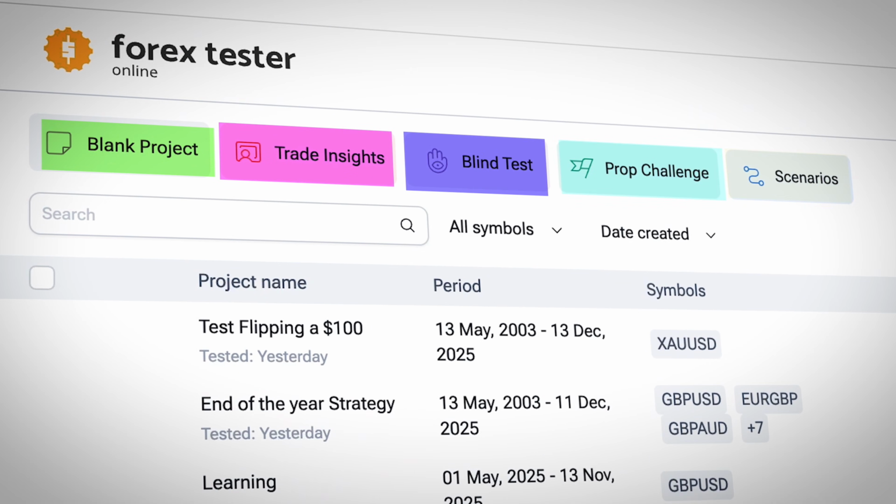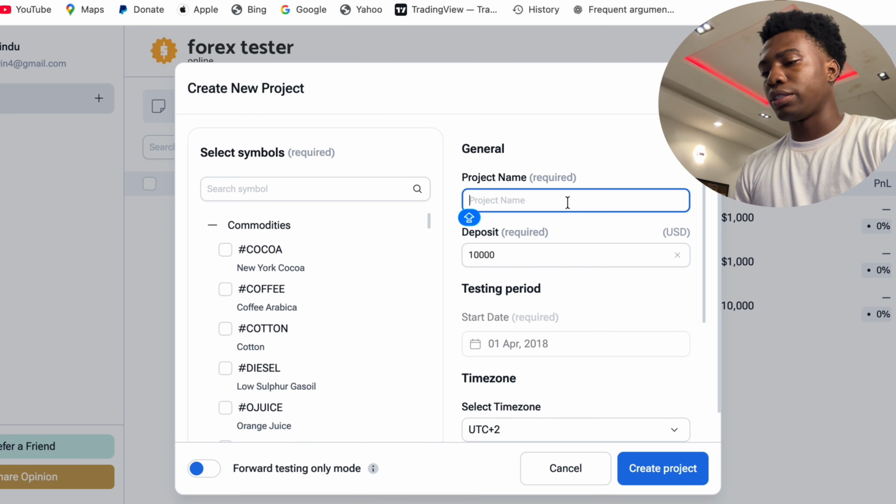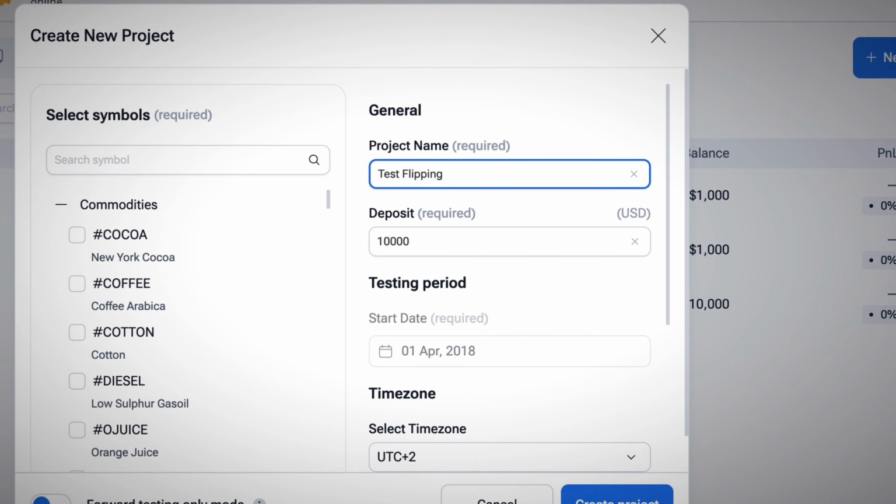So right now what we're going to do is go ahead and create the strategy that we're going to use to trade the market, right? Now remember, we have numerous options we can use to test. I'm going to go over to the new project, that's creating a new project. Now we're going to call this project flipping $100 because we want to. I filled in our project name, and now I put in the deposit amount. Now I'm going to keep this as 1,000.